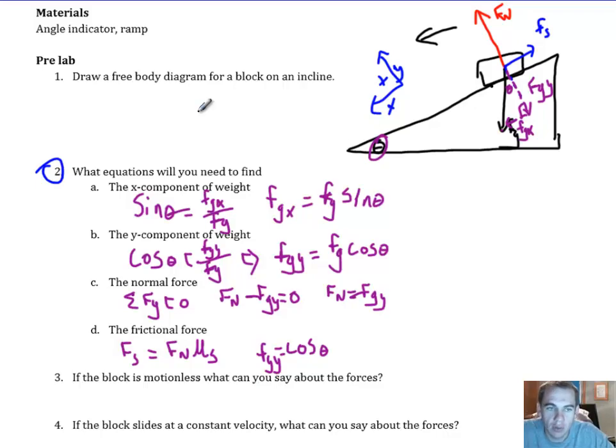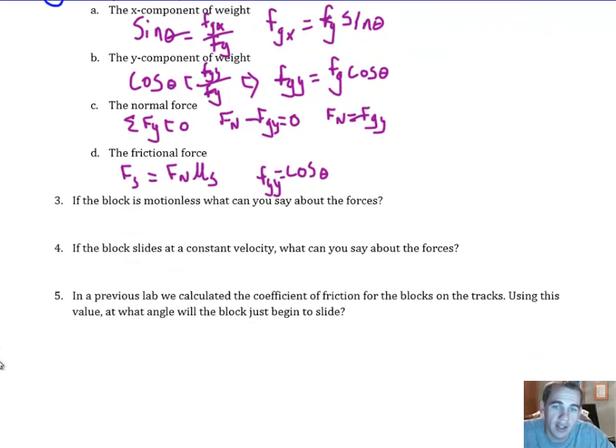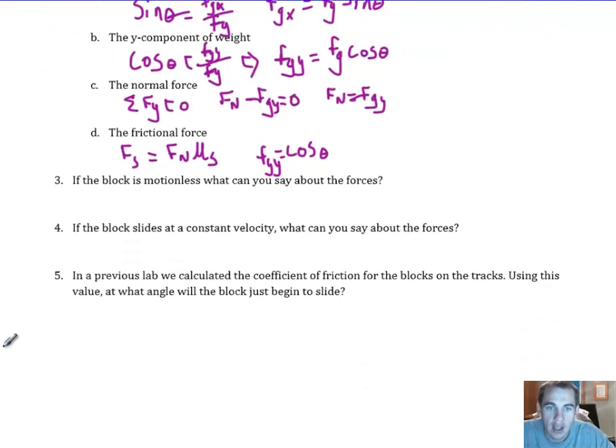If the block is motionless, what can we say about the forces? Of course, the forces are balanced. If the block is moving at a constant velocity, the forces are still balanced. It says, in a previous lab, we calculated a value for the coefficient. And we did. It was 0.234. At what angle will the block just begin to slide?